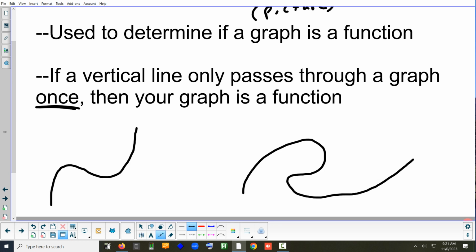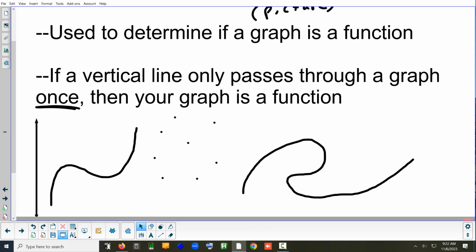So the first thing you need to do the vertical line test is a vertical line. Now it doesn't matter what shape the graph is. You can do this test on any shape, whether you have just dots, or you have connected dots like that one, doesn't matter. Let's try it on all three of these.